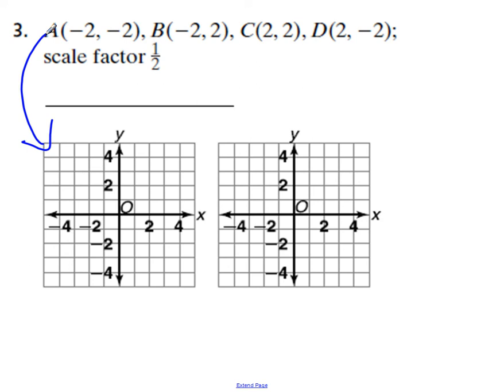So A prime would be what, Lamar? Oh, 1, -1. -1 what? -1. Okay? 1, 1. So plot the originals on the left, new points on the right. You should get two shapes that look very similar. Almost too similar.